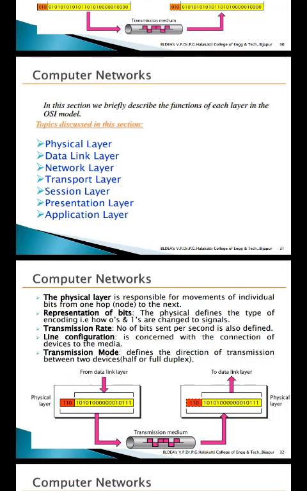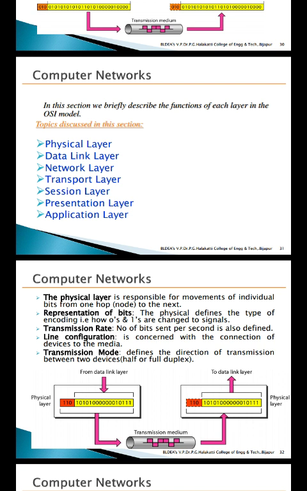Okay. Now you are going to see the work done by each layer, as there are a total of 7 layers. The first layer is the physical layer, which is the bottom layer. What responsibilities are assigned to this physical layer? The physical layer is responsible for movement of individual bits from one node to another node.